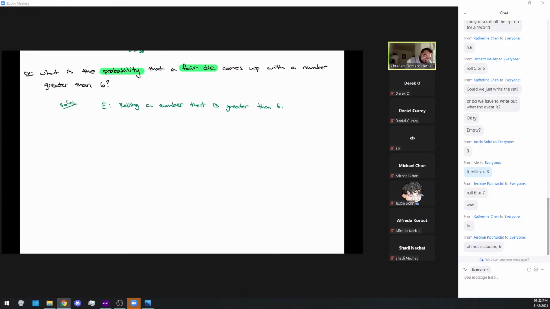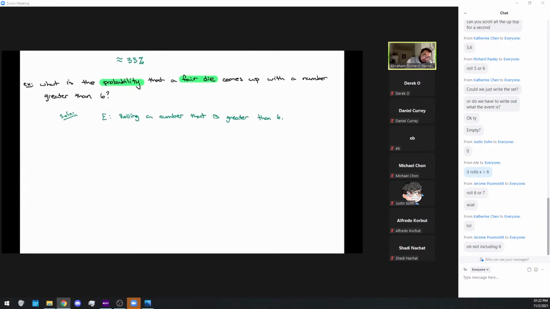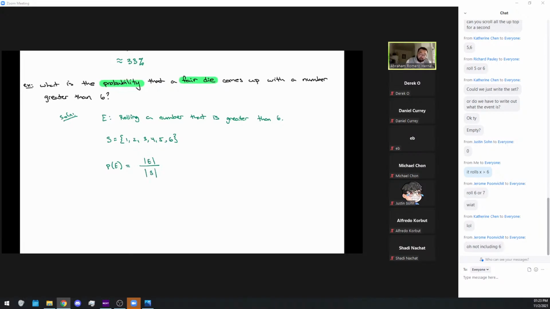Well, here we go. That means I need to roll a number that's greater than 6, but my sample space is 1, 2, 3, 4, 5, and 6. No number there is greater than 6. So the probability of the event is the cardinality of E over the cardinality of set S. Well, that's simply 0 over 6, which is 0. So it is not possible to roll a number that's greater than 6.